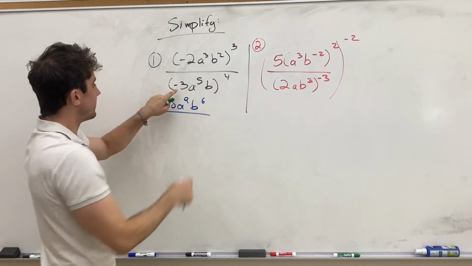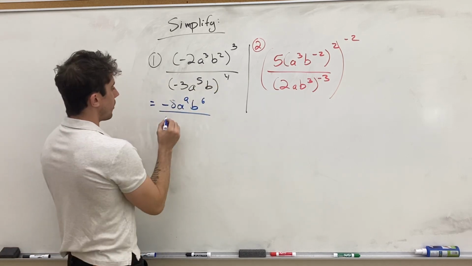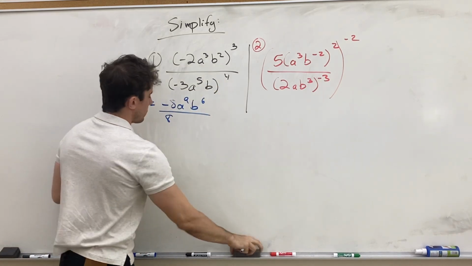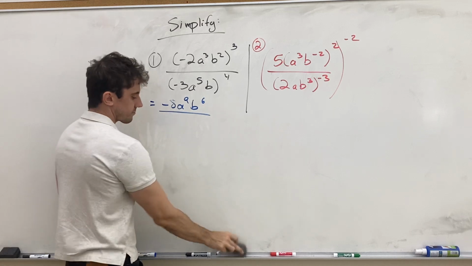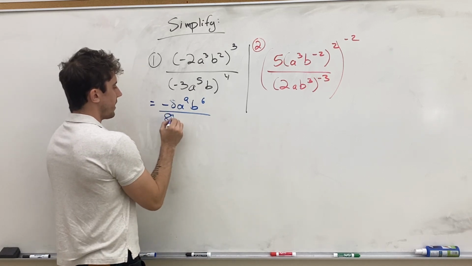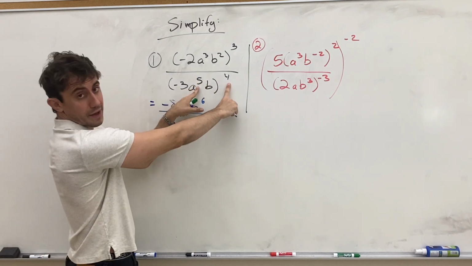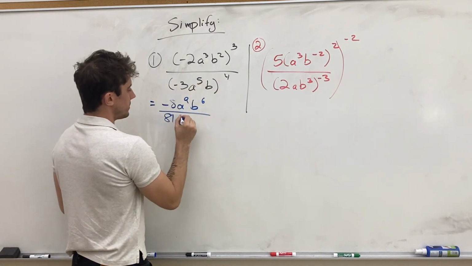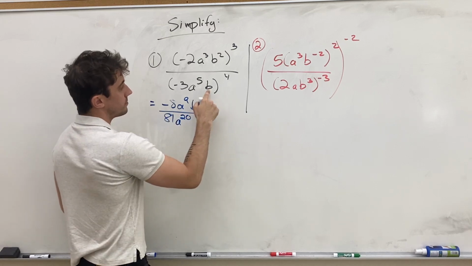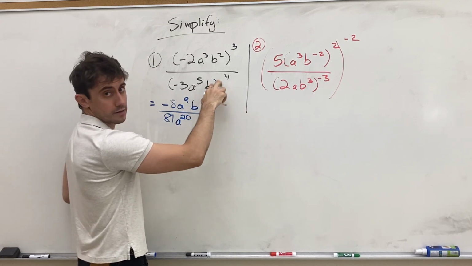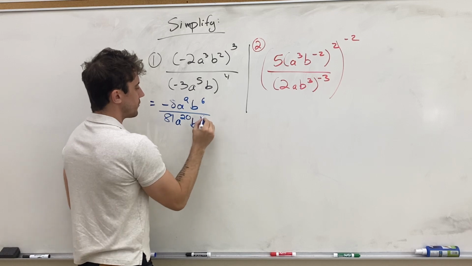And that is all over, again, everything inside the brackets is affected by the power of 4 over here. So we have -3 to the power of 4, that is positive 81. Now we have a to the 5 times 4 because we have power to a power, right? So that's a to the 20. And finally, b to the 4, because that's b to the 1 times 4, which is b to the 4.